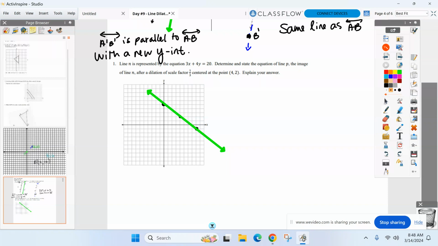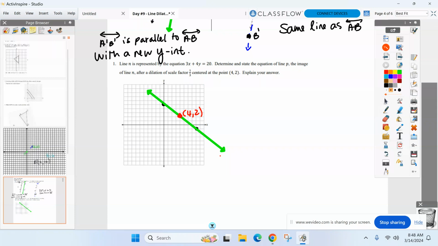All right, I'm going to move on. Now we're going to dilate it around 4, 2. Anybody look at your graph? What do you notice about 4, 2? Oh, it's on the line. You're darn right. So guess where my new line's moving? Where's my new line going to go? Here you go, 4, 2. It's on the line.